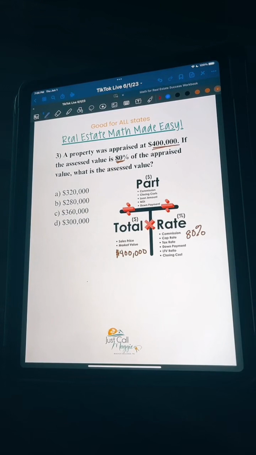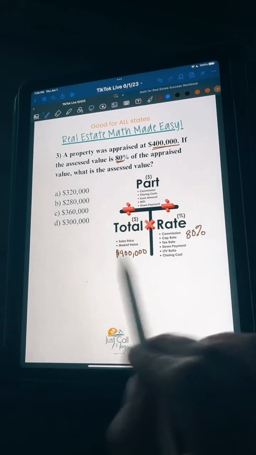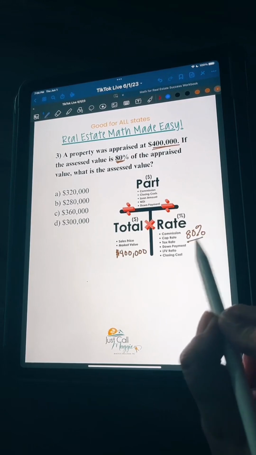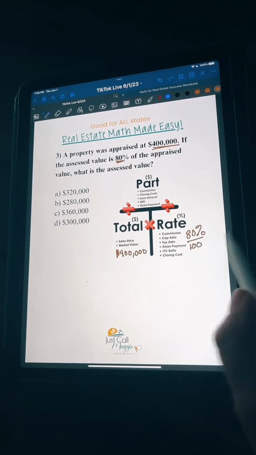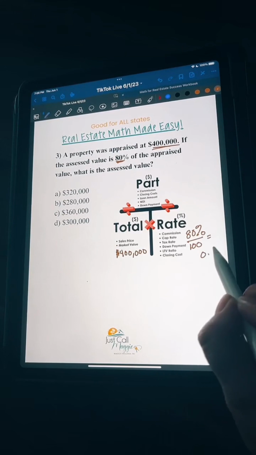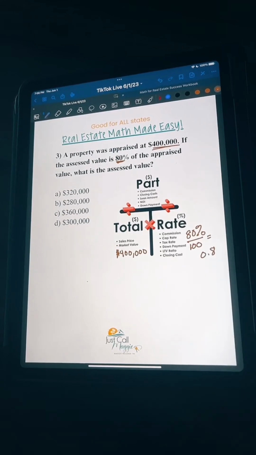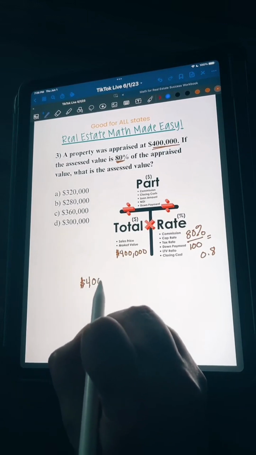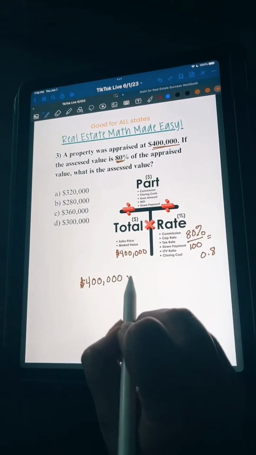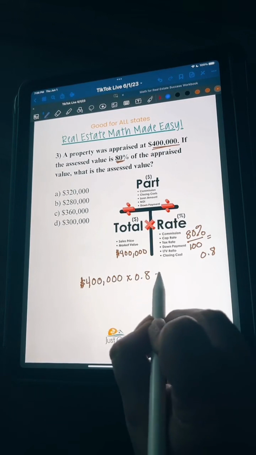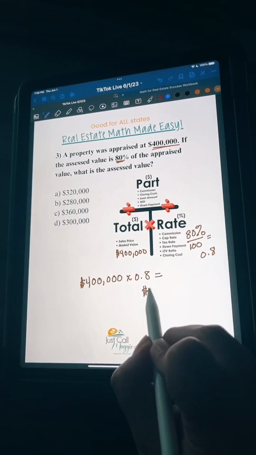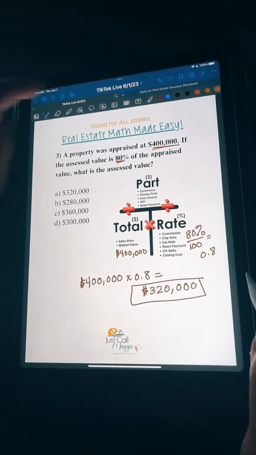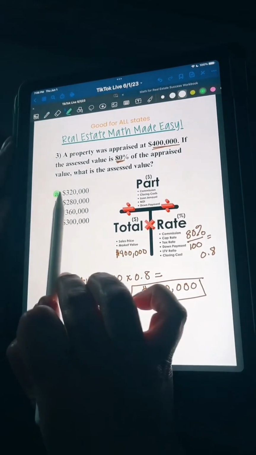So now they want to know what is the assessed value. So I'm going to multiply. I'm going to change this 80% to a decimal by dividing by 100, and that equals 0.8. Okay. So then we have 400,000 times 0.8, which equals $320,000. So the answer here is A.